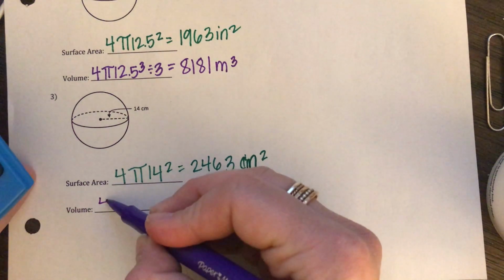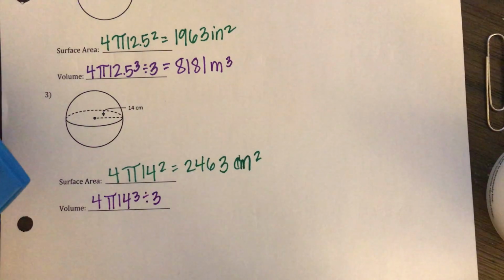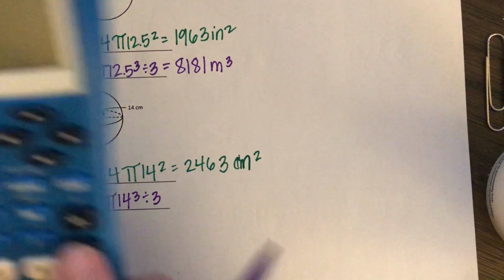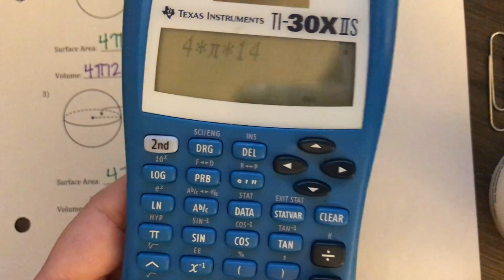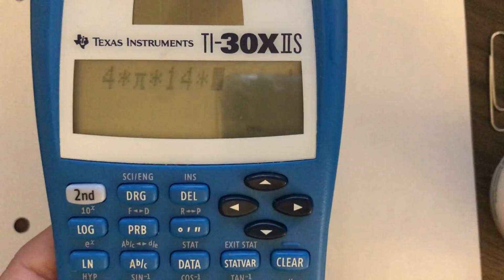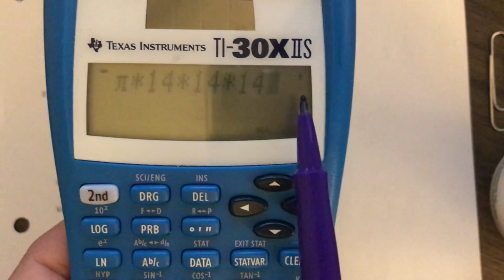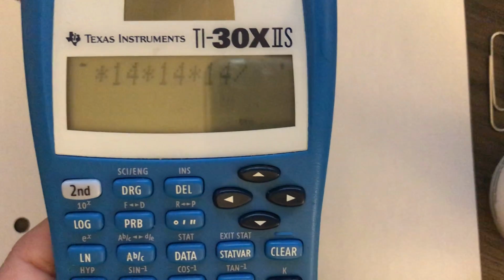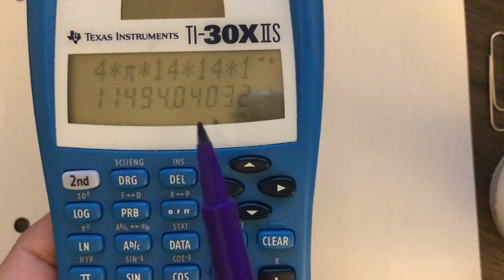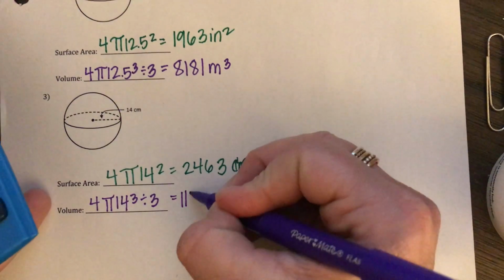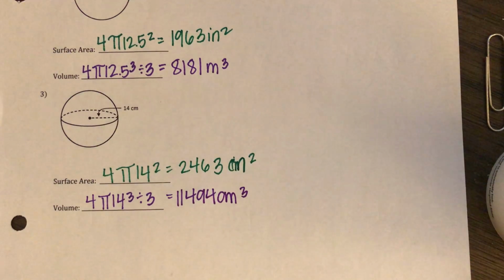Okay, and then this last one, 4 pi 14 to the third divided by 3. So 4 times pi times, and then again, I'm going to show you, if you don't know where the exponent key is on your calculator, 14 times 14 times 14. This is what 14 to the third means, and then divided by 3. So 11,494 centimeters cubed. There you go.